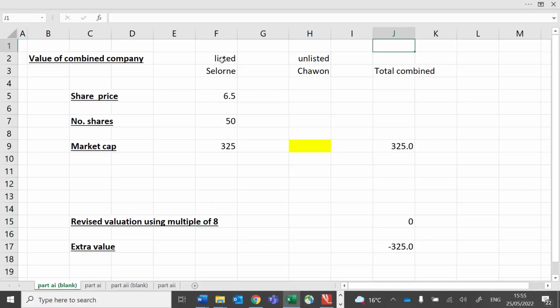So my setup is going to be one column for Selorne, one column for Q20, and then one column for combined. Selorne, what's it worth now? Well, we're told in the question 50 million shares, $6.50 share price, multiply those together.